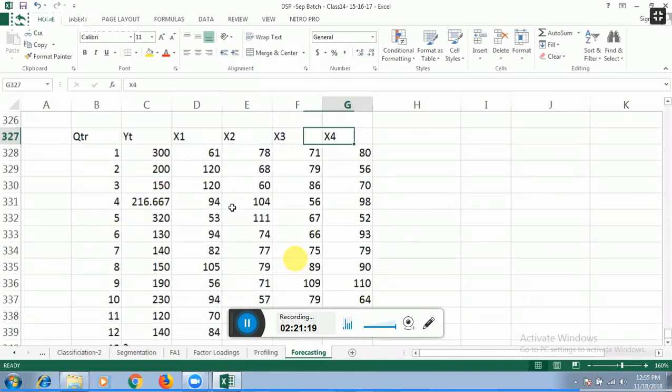So typically, first of all, my YT is a function of what? Trend, seasonality and an irregular component. The irregular component is something which you can't really estimate, but the trend component and seasonal component you can estimate. How can we use the trend component? By using what?